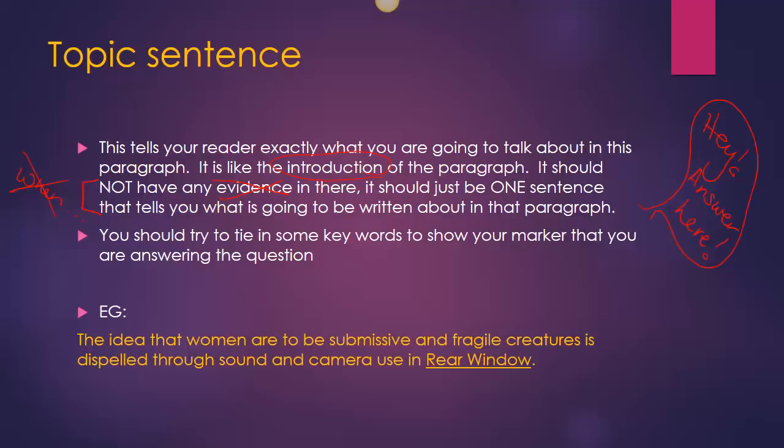So, you'll notice that I've got my example down there. I know, I'm fabulous. So, this is my topic sentence. The idea that women are to be submissive and fragile creatures is dispelled through sound and camera use in Rear Window. Okay, so there is my societal message, and there is my sound and camera. Make sense? Awesome. So it's a really straightforward sentence. There's nothing super exciting about it. It just tells me exactly what this paragraph is going to be about, which is that Hitchcock uses sound and camera to tell us that women are not submissive and fragile creatures.